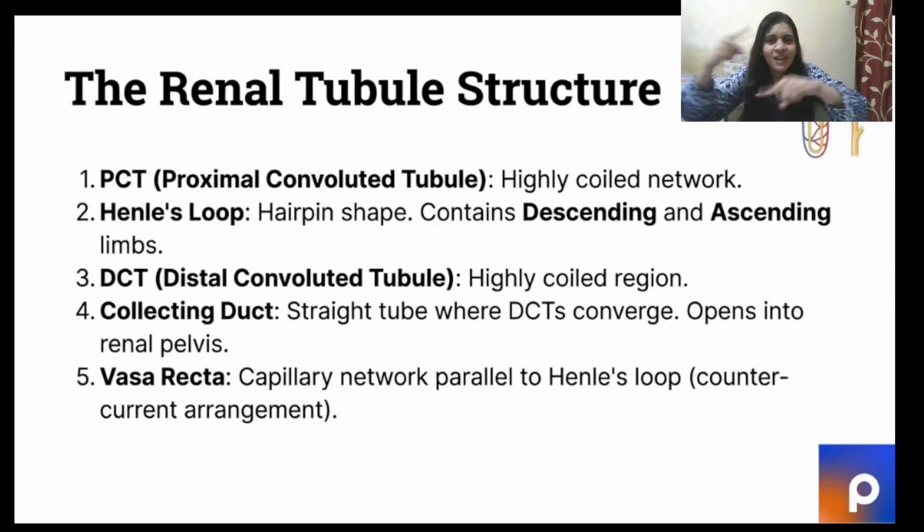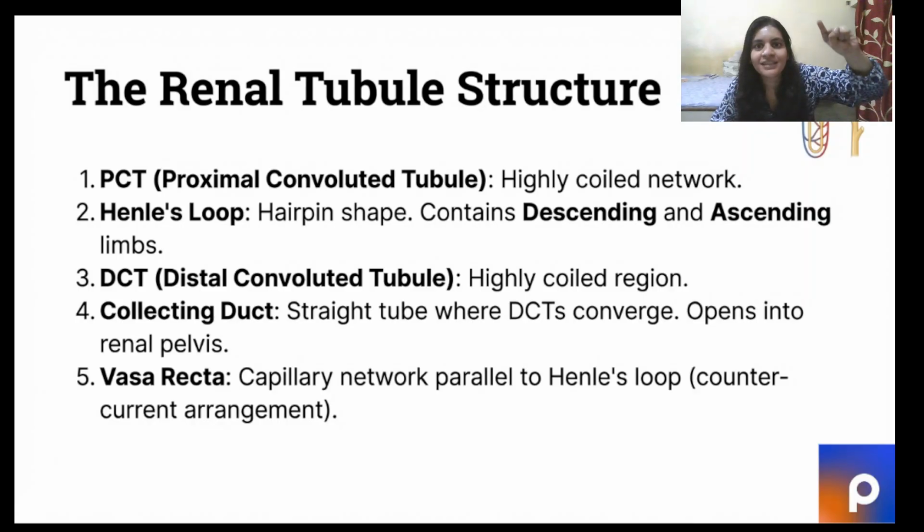What does convoluted mean? Highly looped, like a very convoluted person, as we say, right? So it's a highly coiled network. That is your PCT. Thereafter comes the loop. This is Henle's loop. It's basically like the hairpin we wear, right? So that is why it is hairpin shaped. It contains a descending limb, which is coming down, and an ascending limb. These form the Henle's loop.